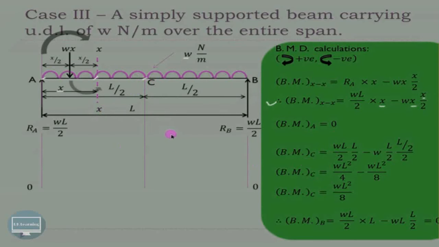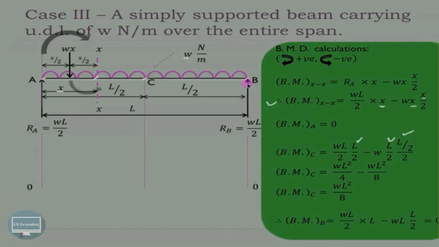Bending moment at point C, which is the midpoint or central point of the beam, x is equal to L by 2. So in place of x we have to substitute L by 2. Again here also L by 2, and here also in place of x it is L by 2. So we can say that it is WL square by 4 minus WL square by 8. That is nothing but WL square by 8.